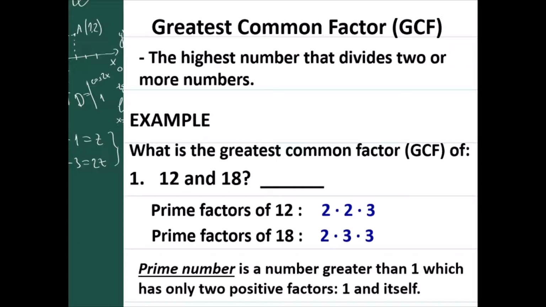Notice that 12 and 18 have a factor of 2 and a factor of 3 in common. We multiply the 2 and 3 and the product is our GCF. Therefore, the GCF of 12 and 18 is 6.